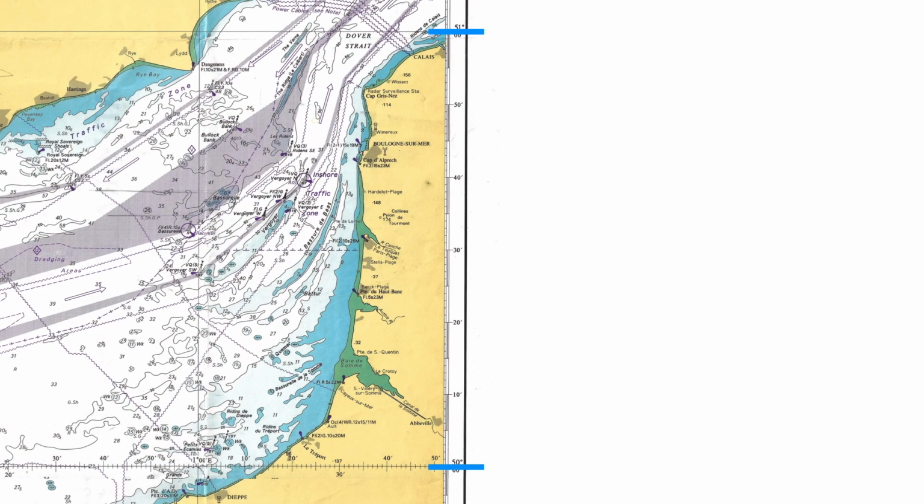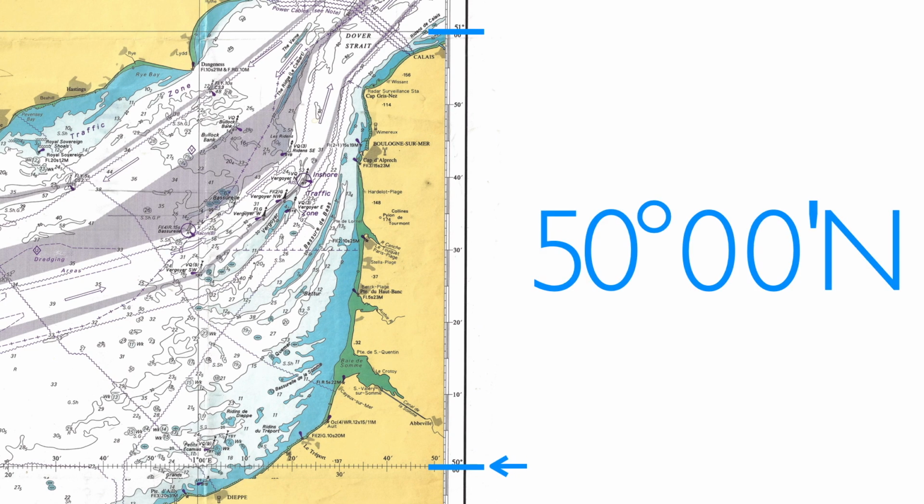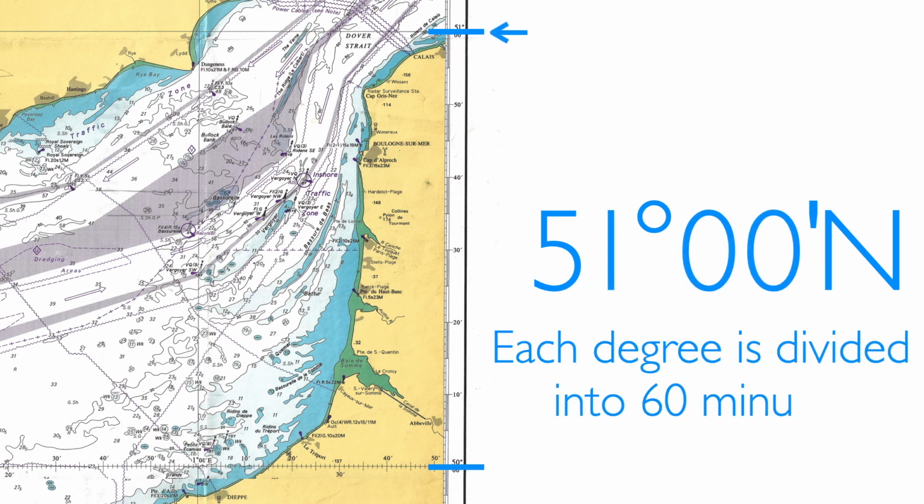Each one is divided into minutes, 60 of them, annotated using a single quote. As we move north, the minutes increase until we reach the next degree. Remember, this system was devised when all numbers were worked in units of 12 or 60, with some logic in mind. 12 or 60 can be easily divided by 2, 3 or 4, halves, thirds and quarters without the need to use fractions.